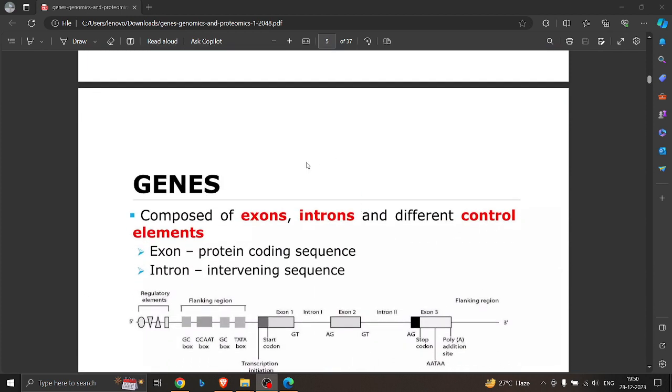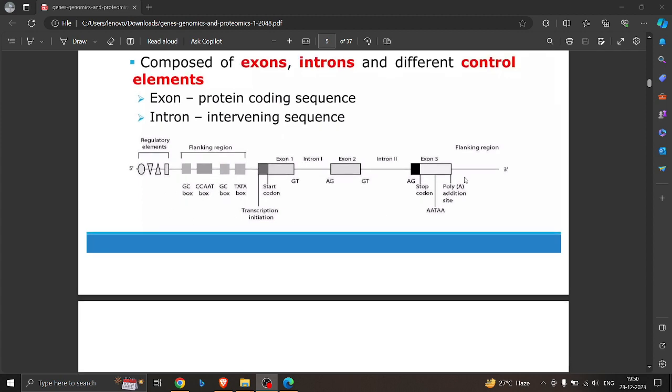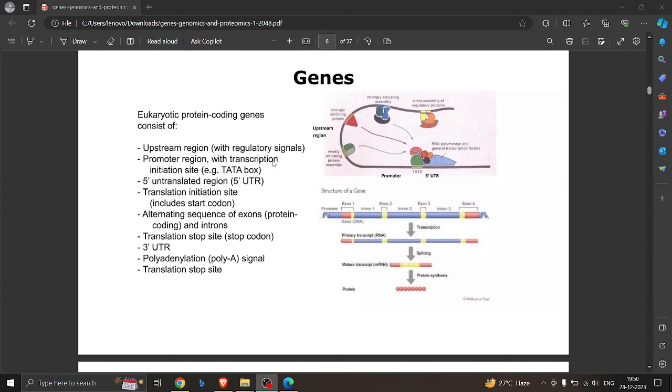So if you see here, genes are composed of exons, introns, and different control elements. Exon is a protein coding sequence, intron is an intervening sequence. This image shows you that coding. This is also one image here which shows the eukaryotic protein coding genes. You see the upstream region here, and the promoter region with transcription sites, translation sites, as I told you all before, alternating sequence of exons, etc.